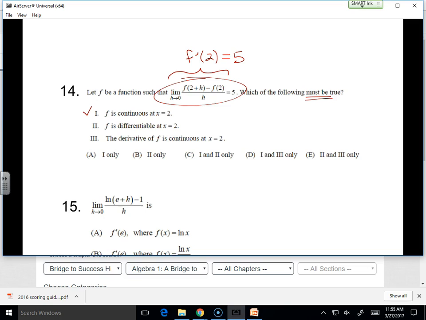What else? That means it has to be differentiable at x, because the derivative exists. Look, there it is. And it's not A, B, D, or E. It has to be C. Process of elimination, check. Why is 3 not true? Doesn't mean it can't be true, but it doesn't have to be true. To be honest, that's the one that confuses me just a bit.